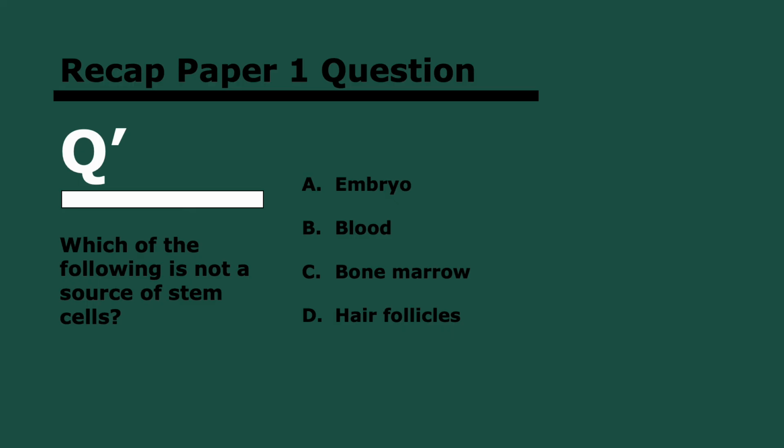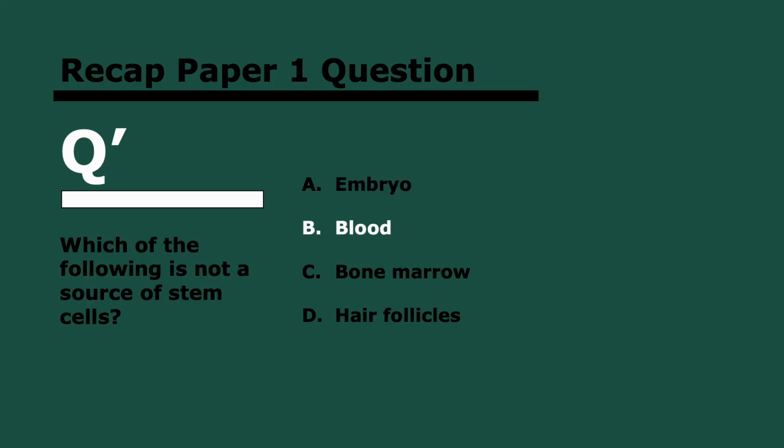Okay, and then let's do some questions to wrap it up. So, which of the following is not a source of stem cells? You can pause here to think, but it should be quite straightforward. In 3, 2, and 1. Okay, the blood, right? So the blood is not a source of stem cells. Remember, stem cells from the bone marrow generate cells that go into the blood, but the stem cells themselves are not found in the blood, whereas the embryo, the bone marrow, and the hair follicles do have stem cells.